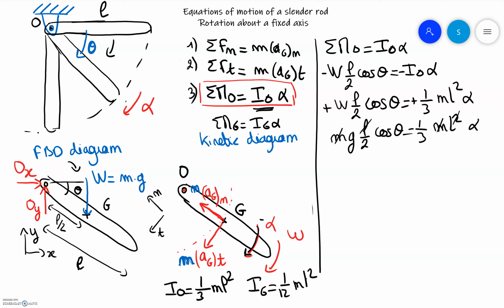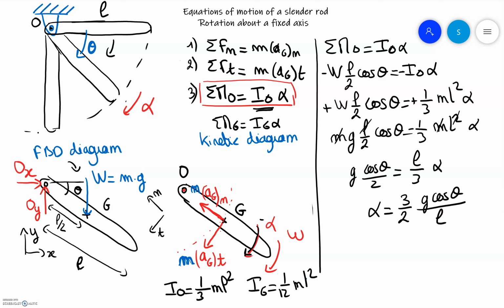So on the left, we have g cosine theta divided by 2, it's equal to L divided by 3 alpha. So finally, we have alpha equal to 3 divided by 2, times g cosine theta divided by L. So at any time, we are able to find the angular acceleration alpha. I will say for any theta, we don't know the time, we don't have any information for that. But at any theta, for any position, we can find the angular acceleration.